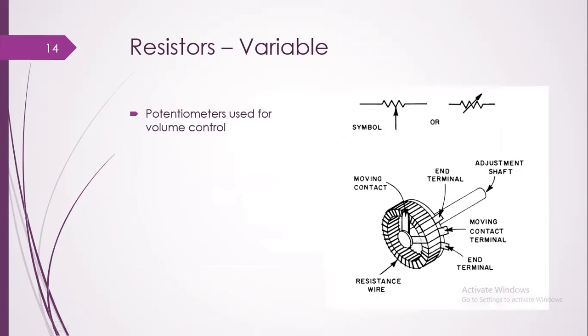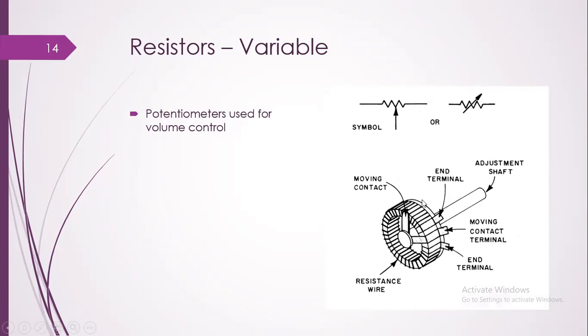We can also have a variable resistor, which is a potentiometer, used for volume control and other applications in electronics and electrical work as well. The symbolic representation of a variable resistor or potentiometer can be seen here. The potentiometer, or variable resistor, is a three-terminal device: incoming, outgoing, and this one is the variable terminal. These are the two symbolic representations of a variable resistor in schematic diagrams.